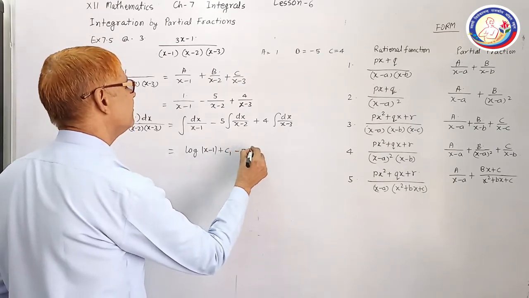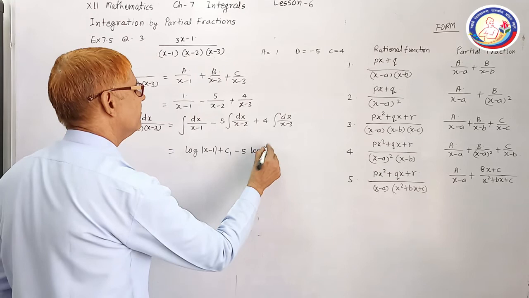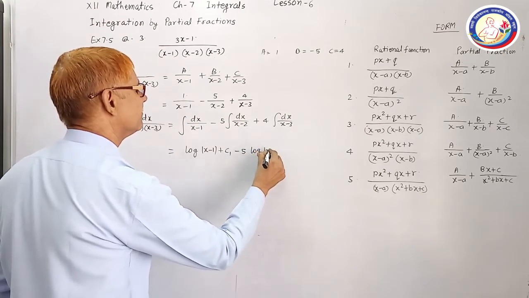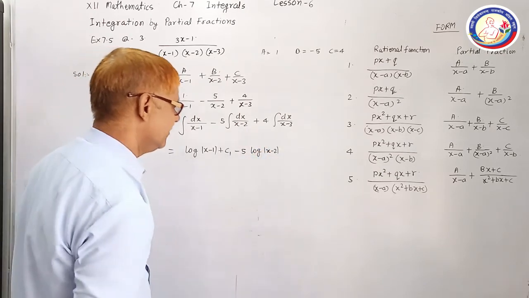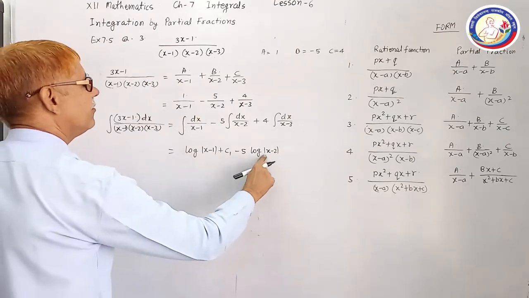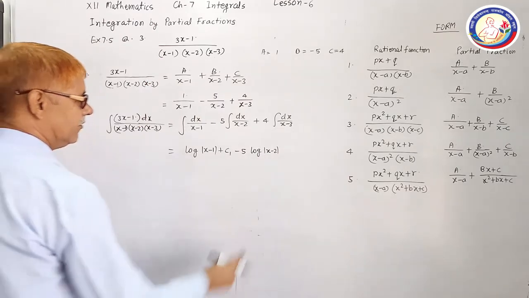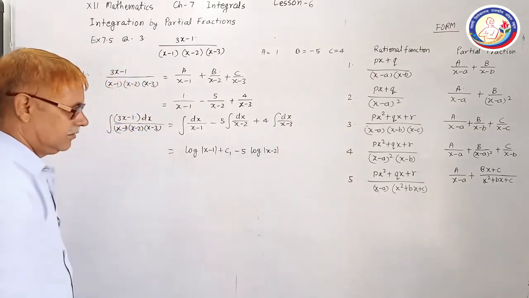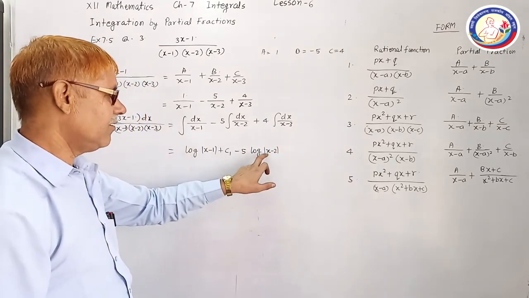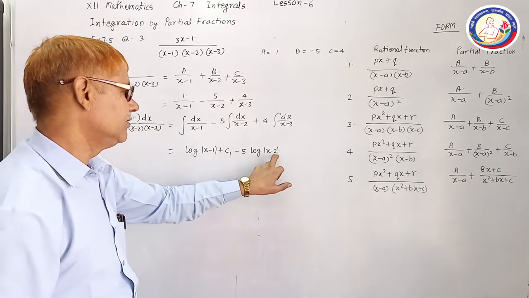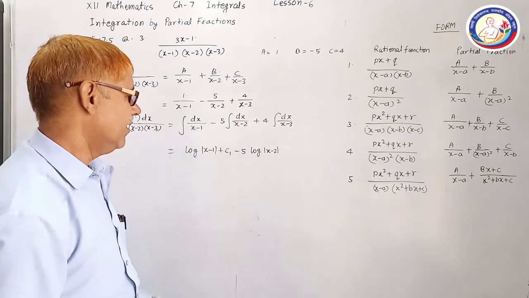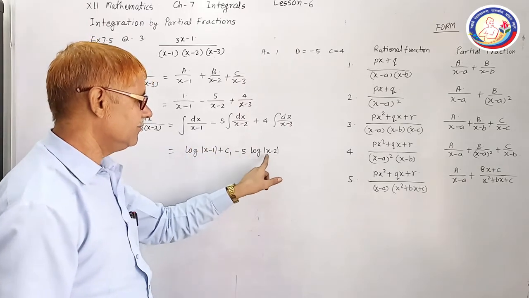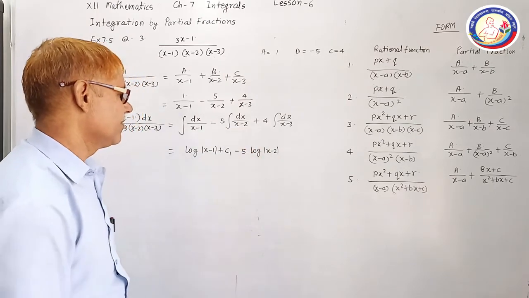Now minus 5 into logarithm of x minus 2. Don't forget to put the sign of absolute value or modulus. You must write it in the form of modulus because the differentiation of log of x minus 2 is 1 upon x minus 2, and again for minus x plus 2, that is with minus sign, it is also the same.